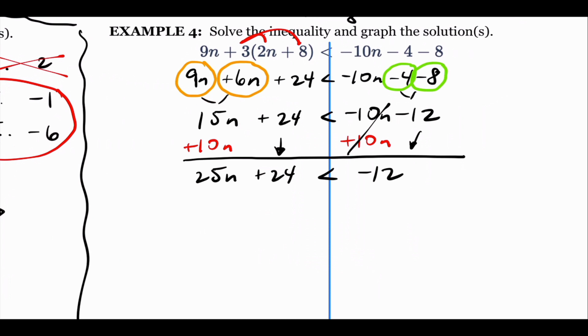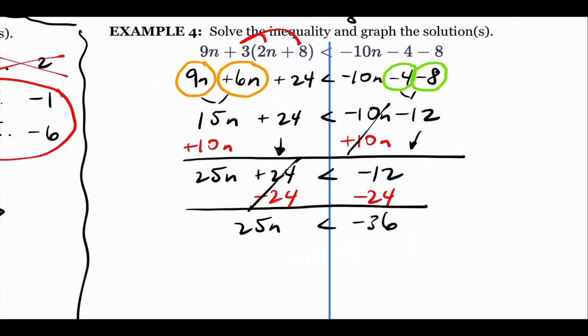Okay, n's on the left. Subtract 24 from both sides. 25n is less than negative 36. Last step, divide by 25. Do I have to flip the symbol? No, not on this one because I'm dividing by 25.